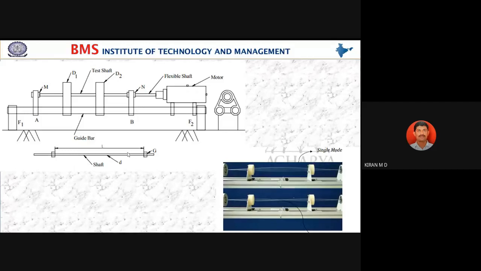So you are able to see the setup. Here, to find out the critical speed, we are going to fix the shaft in between M and N. You can use D1 and D2, or you can remove them. In our experiment setup, we are not going to use D1 and D2. It is just like a cover. We are using a grill type cover.